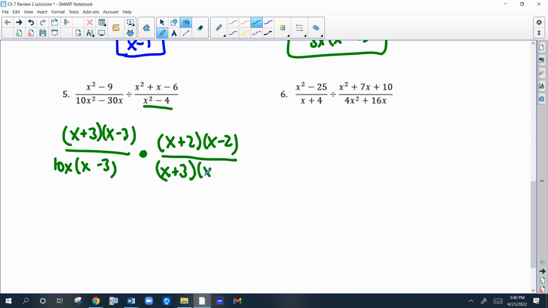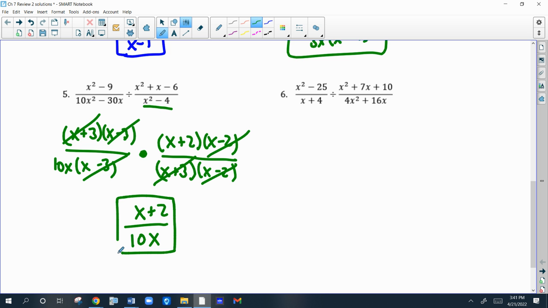And now we're just like the problems above. You just cancel what you can, anything with the top and bottom, like the x minus 2s, this x plus 3, this x plus 3, this x minus 3, this x minus 3. I'm left with x plus 2 up top and 10 times x on the bottom. And that is all.